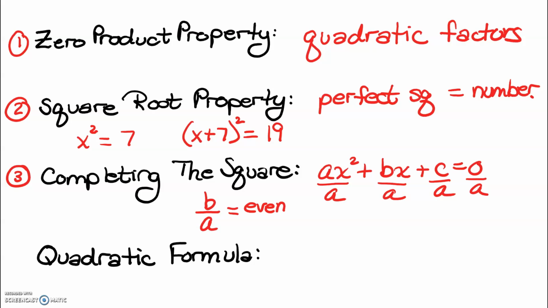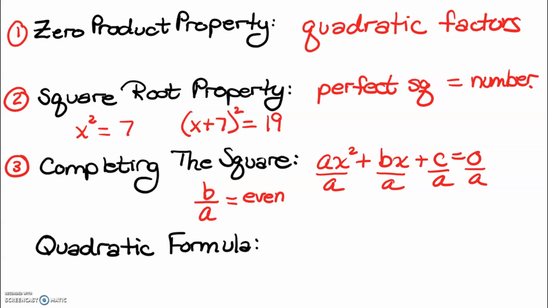Why does that work nicely? Because if it's an even number, then when we divide by 2, we get a nice number to square and add to both sides. We don't get fractions. So I choose completing the square when b over a is a nice even number. And I choose the quadratic formula for all others.